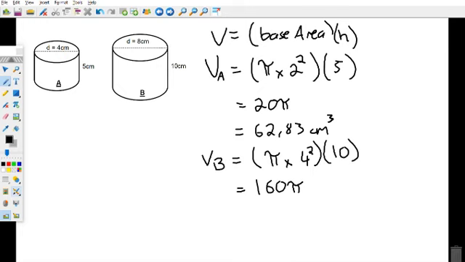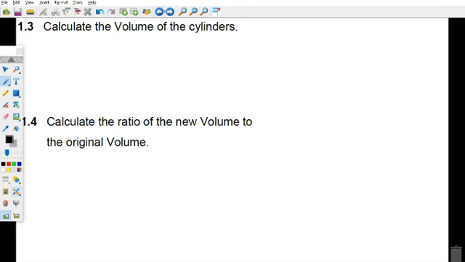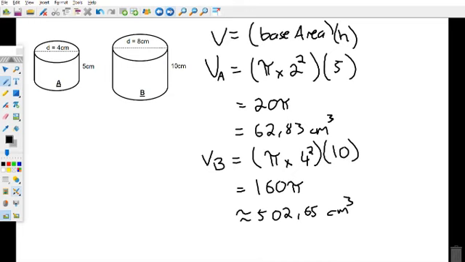Now, can you already see what it's going to be? Do you already see the ratio? We talked about it already. What's it going to be? 502.65. So let's look there. The volume of the cylinders is going to be 20 pi for A, and B is going to be 160 pi. Have a look quickly.